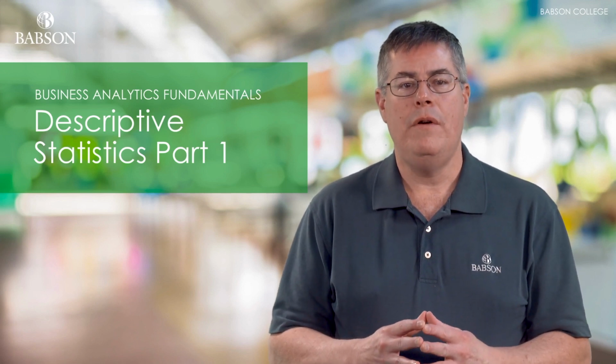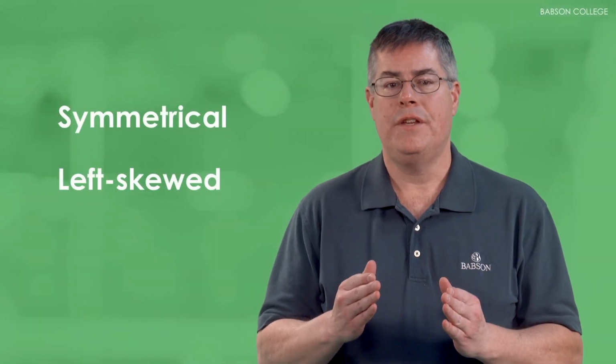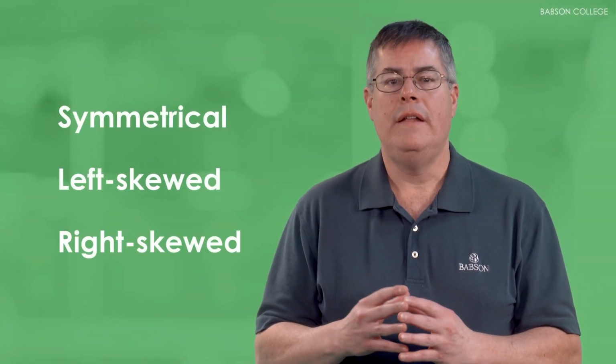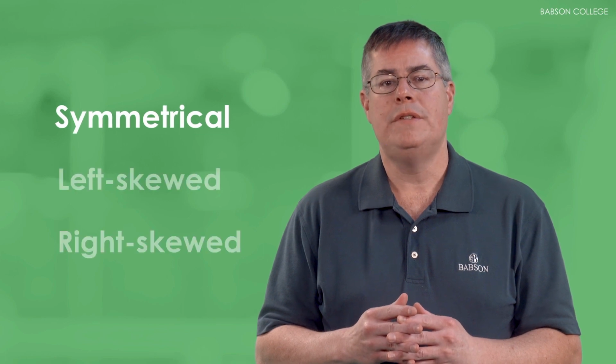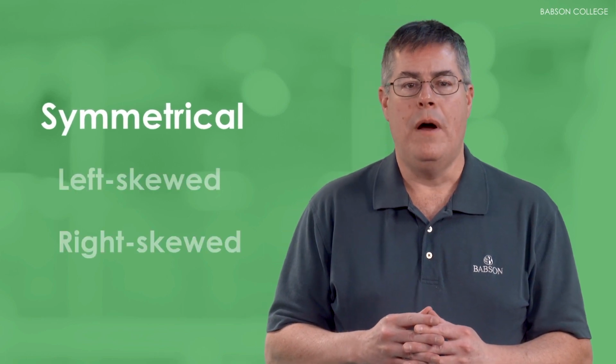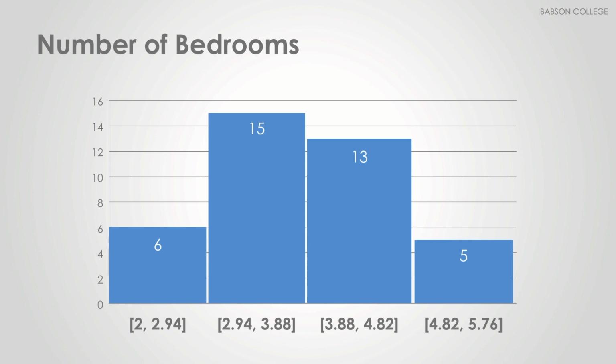Let's start with the shape of a data variable. There are three primary shapes we look for in a data set: symmetrical, left skewed, and right skewed. Ideally, we'd like our data variable to be symmetrical. Recall the bar chart and histogram that we created for the number of bedrooms. You can see that a large majority of the houses have either 3 or 4 bedrooms, and while it's not perfect, the data is fairly symmetrical.